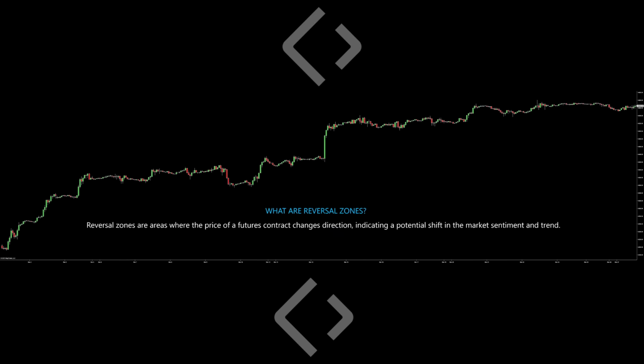What are reversal zones? So the textbook definition will be reversal zones are areas where the price of a futures contract changes directions, indicating potential shift in the market sentiment and trend. So basically, in layman's terms, it means a reversal zone is you're going to be looking for a trend. If the trend is currently up and then it suddenly changes to down, wherever that single point is where the trend suddenly changed to a downtrend, that's going to be your reversal zone. And that's the area that we're going to mark and focus on right now.